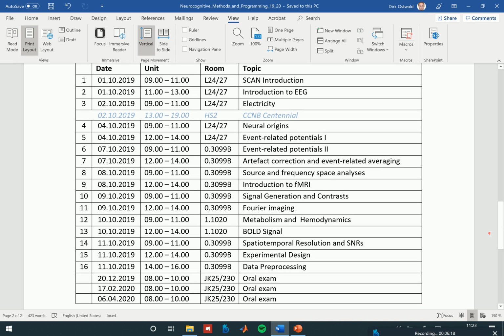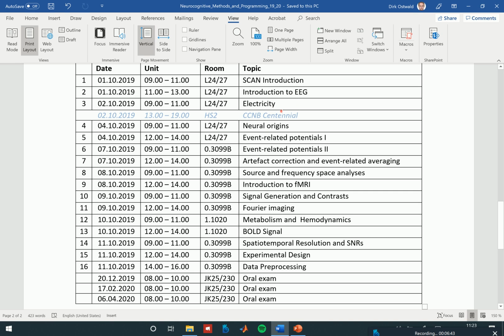Essentially, it's always 2-hour sessions, meaning 2 lectures of 45 minutes. So I usually do 45 minutes, then we do a little break, then we do another 45 minutes. And yeah, so we start with EEG because that's much more natural and because it's closer to neural activity.